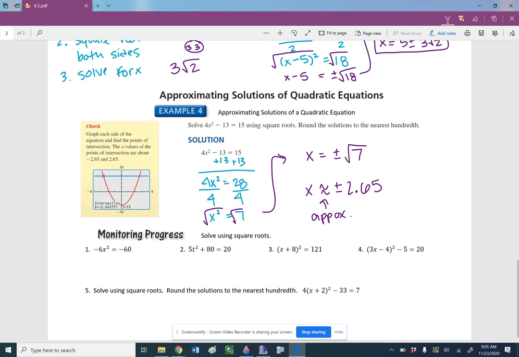And then you can also tell if you graph your equation over here in this check box. If you graph it, it would look like this, and you can find the 2 intersection points, and those would be your same 2.65.